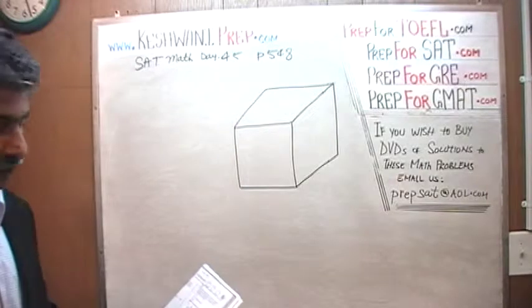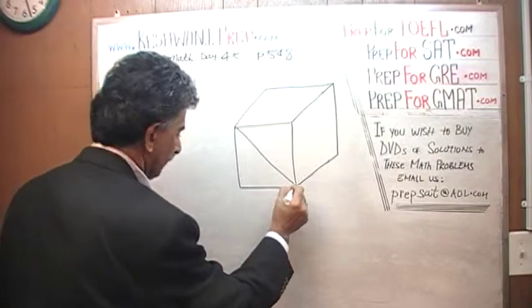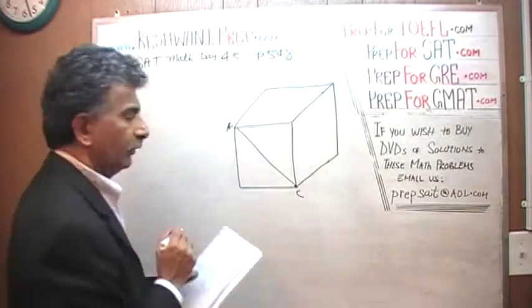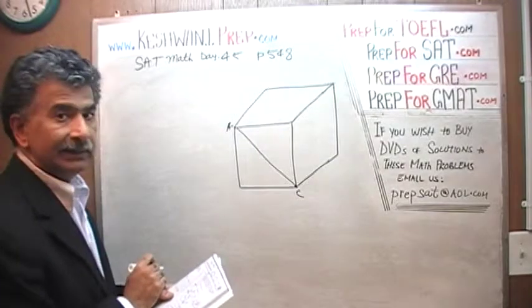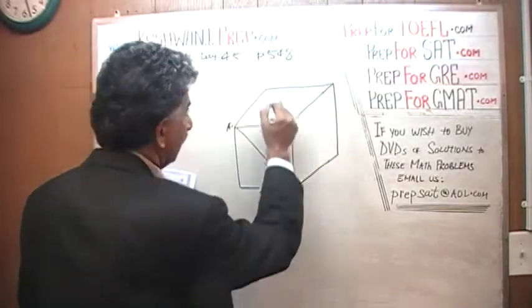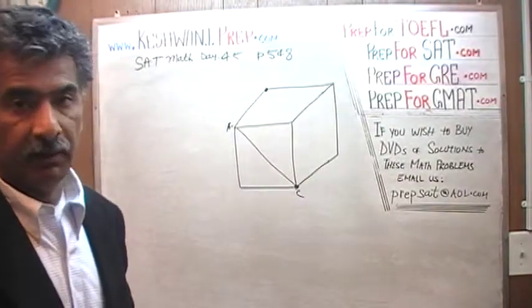So in this cube, the first thing we have to do is find this diagonal. Let's call it A to C. Once we have that diagonal, then the diameter of the sphere that they're talking about is going to join this point to this point, the two points that we can find farthest apart.